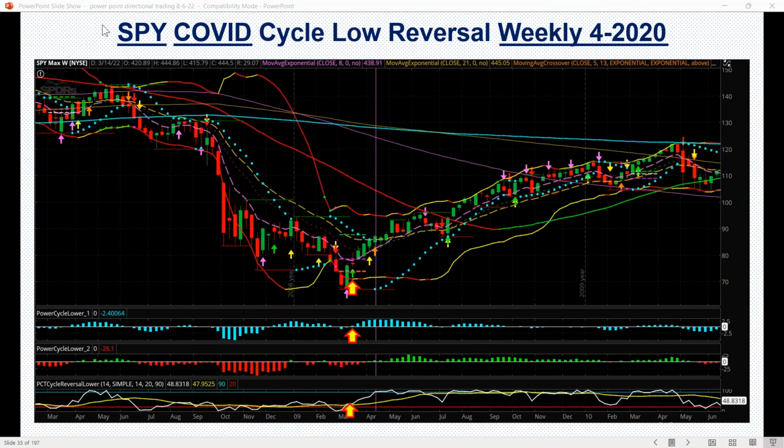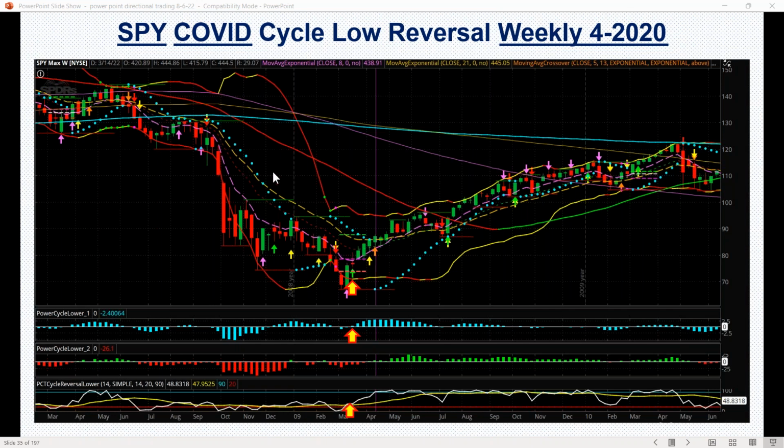So here's the S&P SPY, the COVID low. You can see down here with these indicator tools, we get the reversal right here. And then we get cycle 1, and then we get confirmation cycle 2, and that was kind of the COVID low bottom, and then off she goes back to the upside. So that's a quick review there, just showing you multiple different examples.